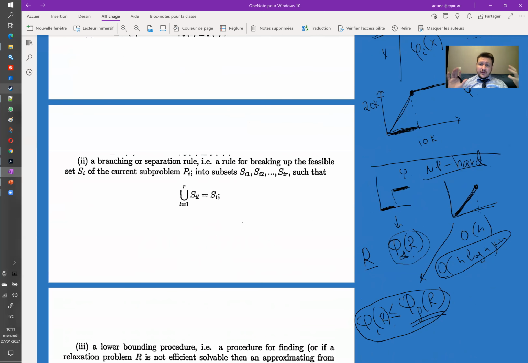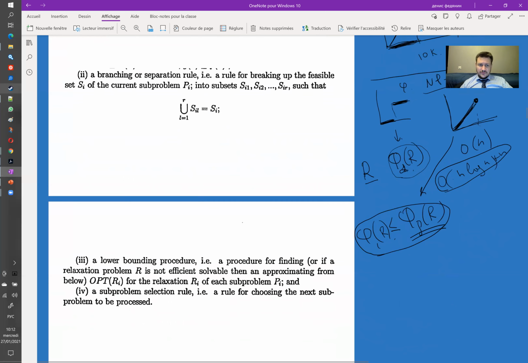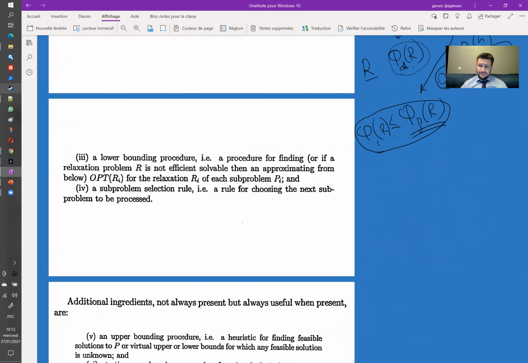Okay, and we need the rule of branching. So we have to split our problems into smaller ones. For example, just the very straightforward way is like a clustering.